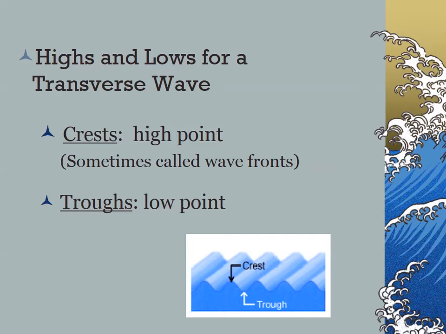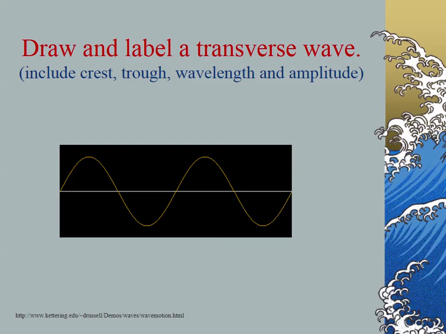The high points on the transverse wave are called the crest. The bottom part is called the trough. Make sure you at least know the names in case you get some simple questions. What's the high point? What's the low point? Or they're obviously mentioned in the question itself. So if we label everything, where's the crest? The crests are going to be up at the top. The troughs are going to be down at the bottom.